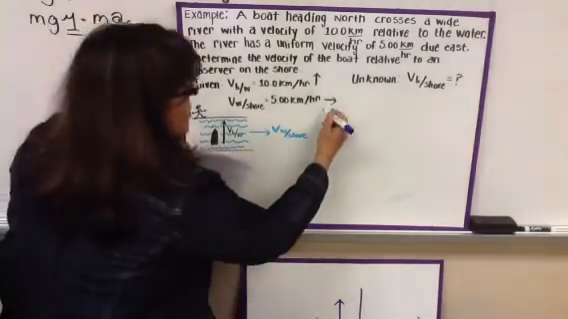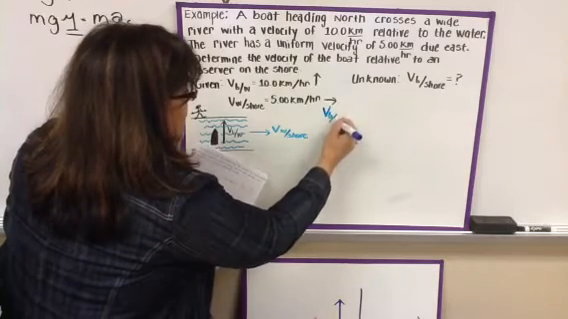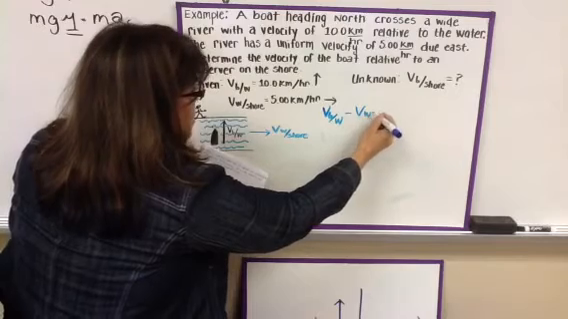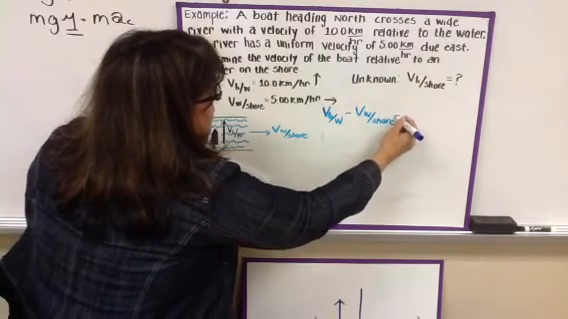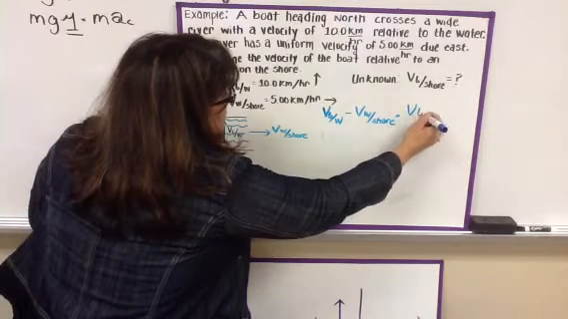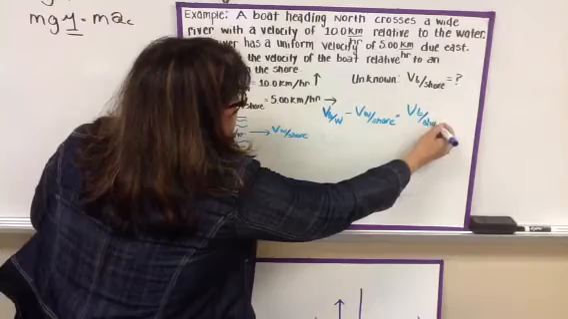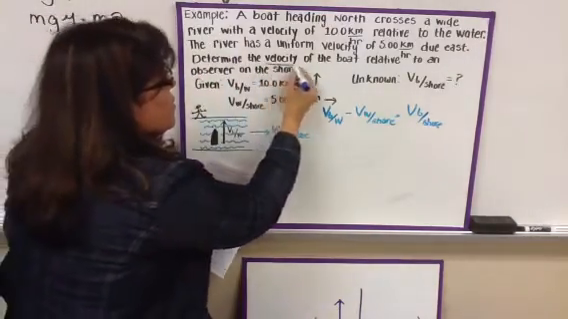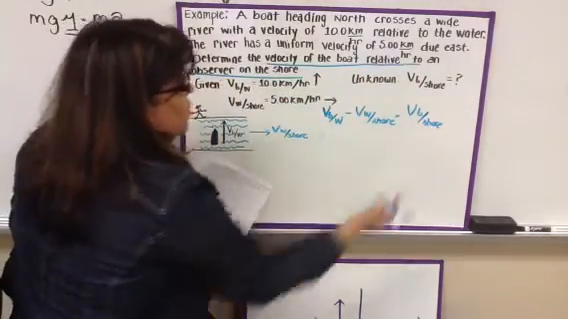Okay, so I know that the velocity of the boat with respect to the water minus the velocity of the water with respect to the shore is going to equal the velocity of the boat with respect to the shore, and that's what we're looking for. What is the velocity of the boat relative to an observer on the shore? So this is what we're looking for.